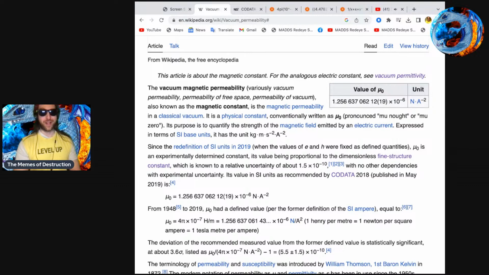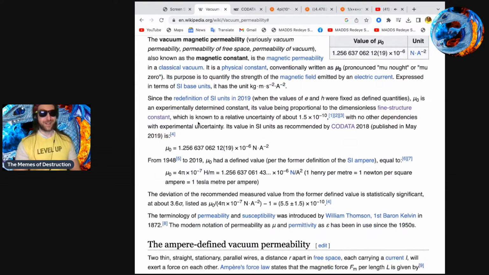Expressed in terms of SI-based units, the coherent system of units we utilize, it is a unit of kilograms, meters per second to the negative 2 times amperes to the negative 2. Totally not confusing at all. Note, since the redefinition of SI units in 2019, when the values of e and h were fixed as defined quantities... Oh, it's the electron, electric charge, and h. Oh, that's Planck's constant, ain't it? Oh, something like that.